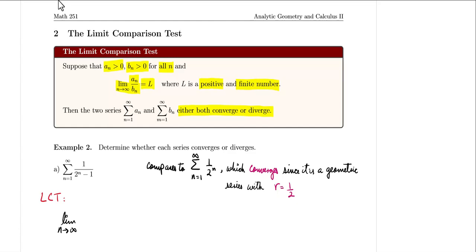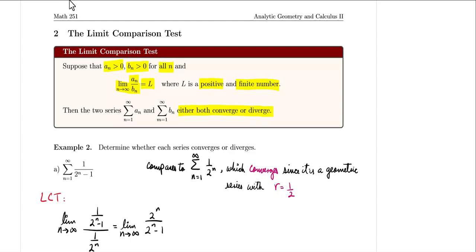Typically I pick my original series to be my a sub n and just put that in the numerator. So I'm going to have 1 over 2 to the n minus 1, divided by our comparison series, 1 over 2 to the n. Now, doing a little bit of simplification for the complex fraction, we're going to get the limit as n approaches infinity of 2 to the n divided by 2 to the n minus 1. At this point, we can go ahead and evaluate the limit directly, but we would see that we would be getting an infinity over an infinity, which is an indeterminate form, so it means that we can go ahead and use L'Hopital's rule.